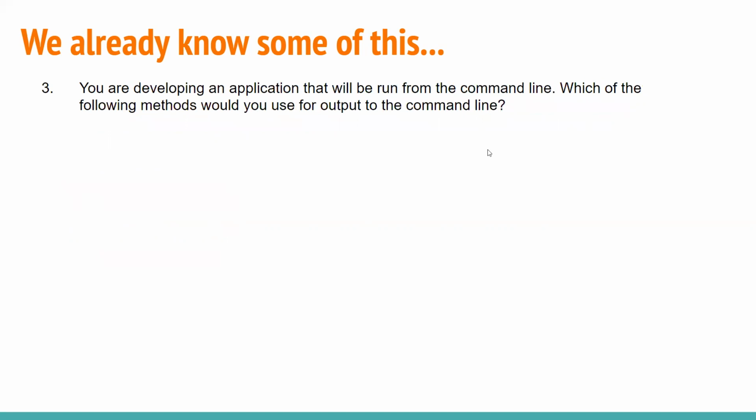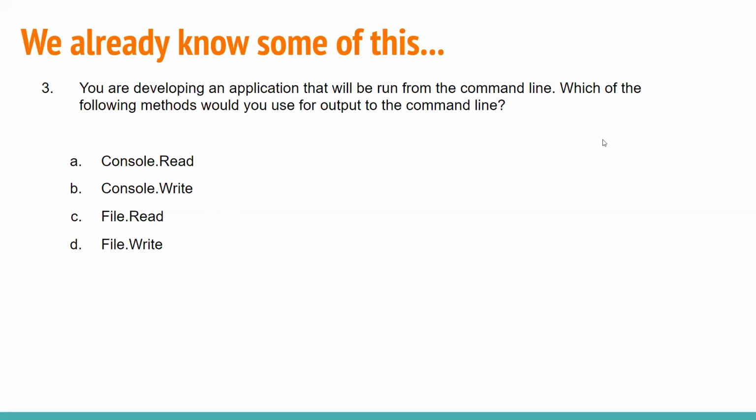Here's another. Again, all of these are from the end of chapter 5. So theoretically, you guys shouldn't even necessarily know this yet. You are developing an application that will be run from the command line. Which of the following methods would you use for output to the command line? So how would we output to the command line, guys, when creating a console-based application? How do I output to the command line?